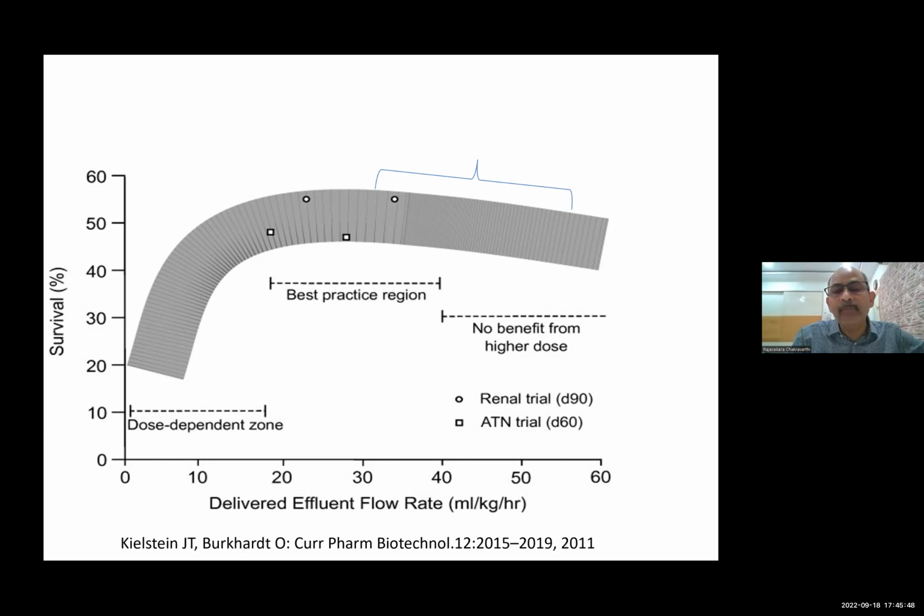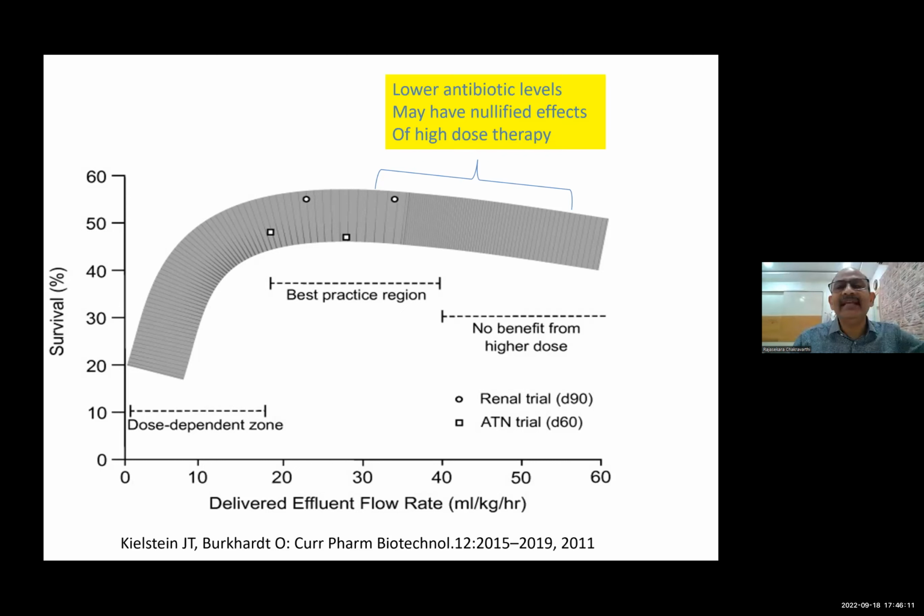Then if you go beyond 30 or 35 ml, there is no survival benefit. In fact, people found they may die more often. And we will come to the discussion why. So you can have what is known as a best practice region, which could be somewhere between 25 to 30 ml per kg, which is the adequate dose for most of our patients.